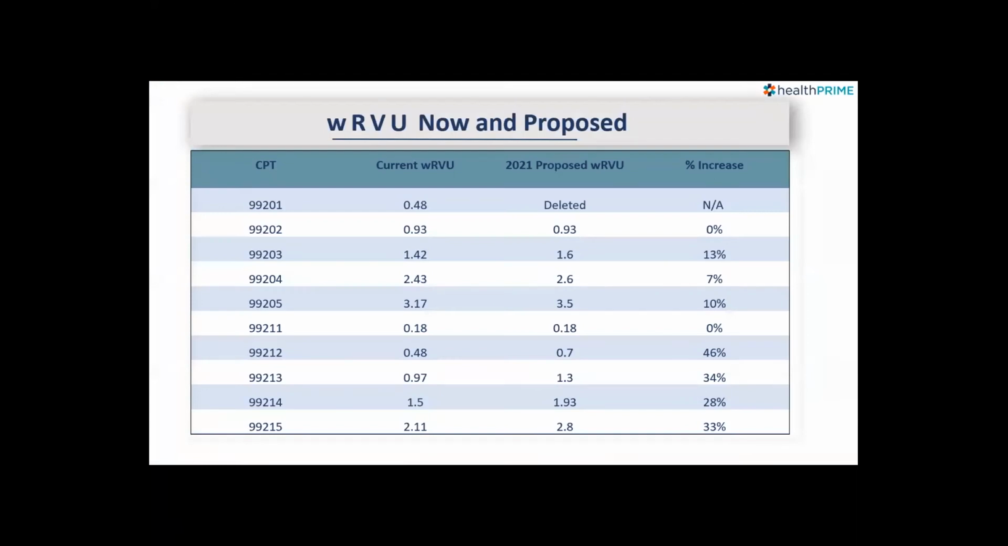This is a major change which we'll be seeing: there is an increase in work RVUs for the outpatient E/M codes. We can see that with the current work RVUs versus the 2021 proposed work RVUs, there is a great increase for some of the E/M codes, which we'll be seeing in 2021.